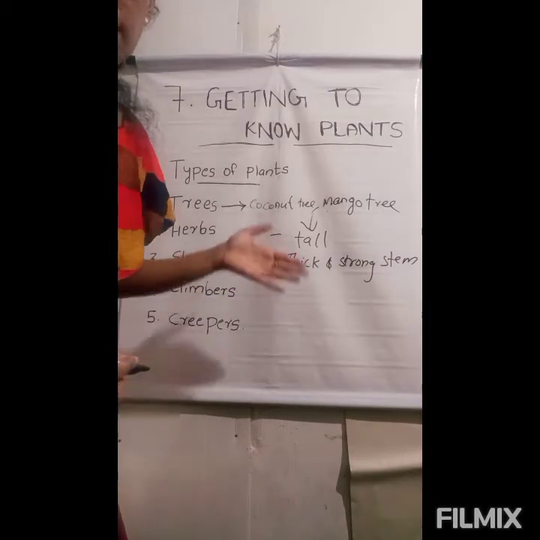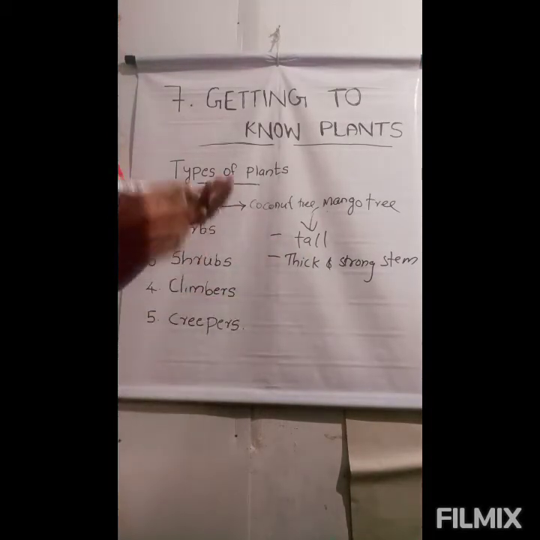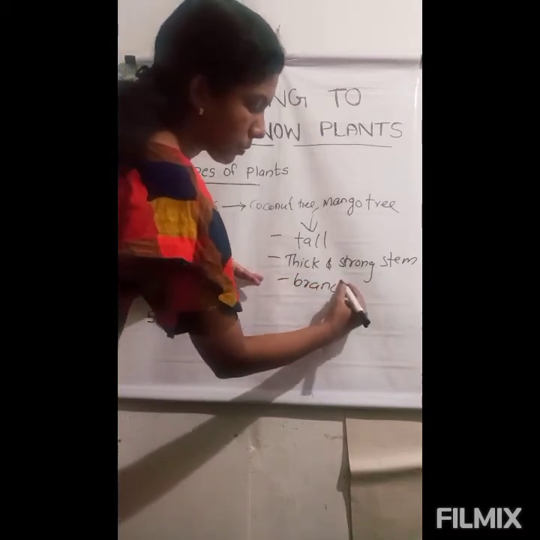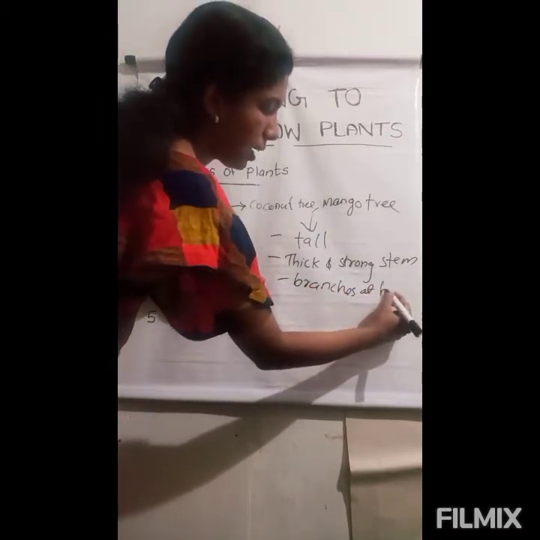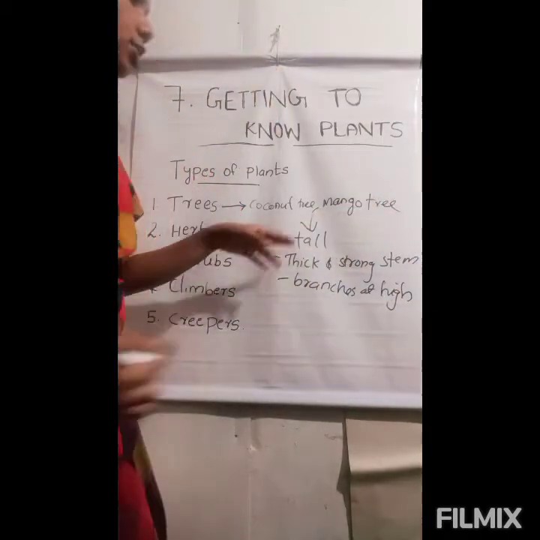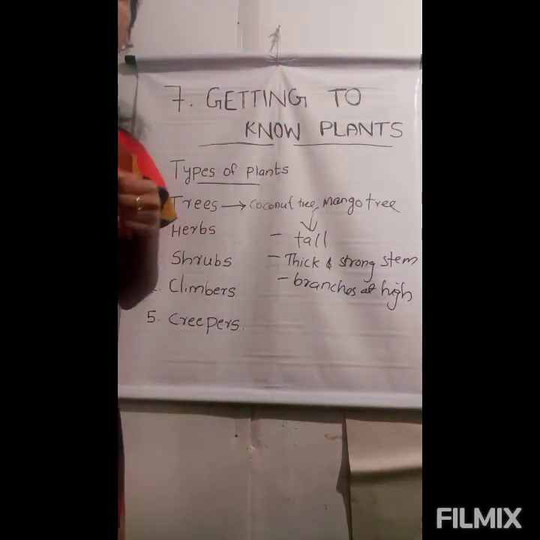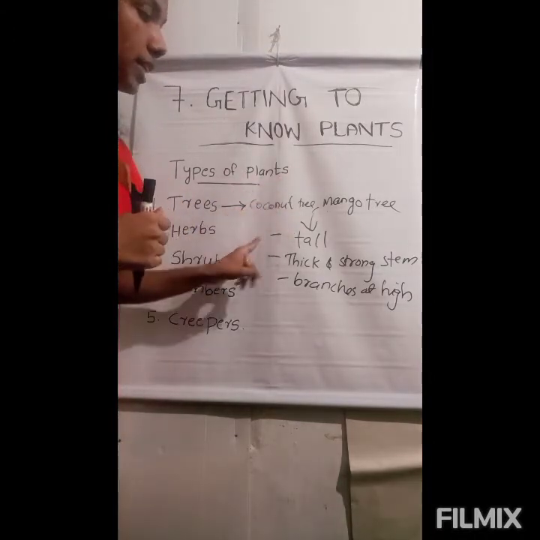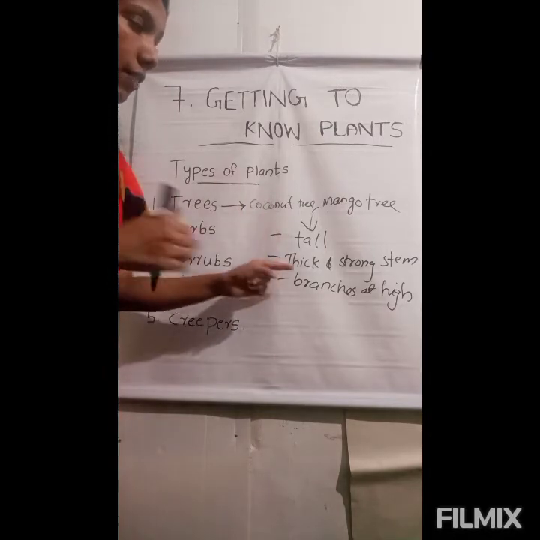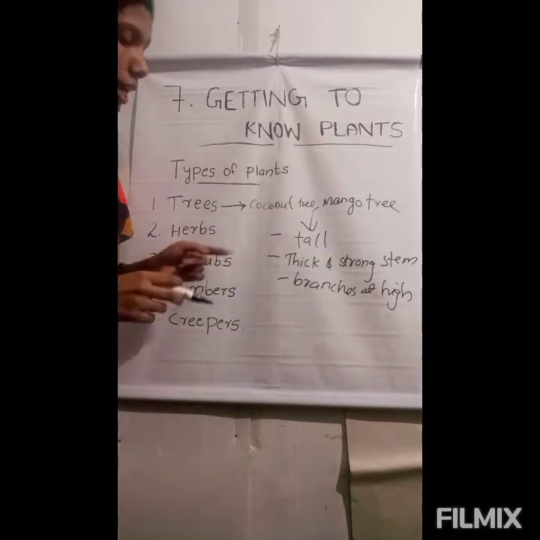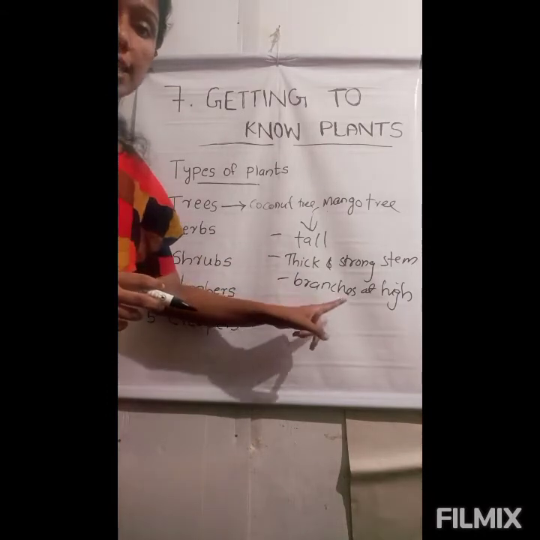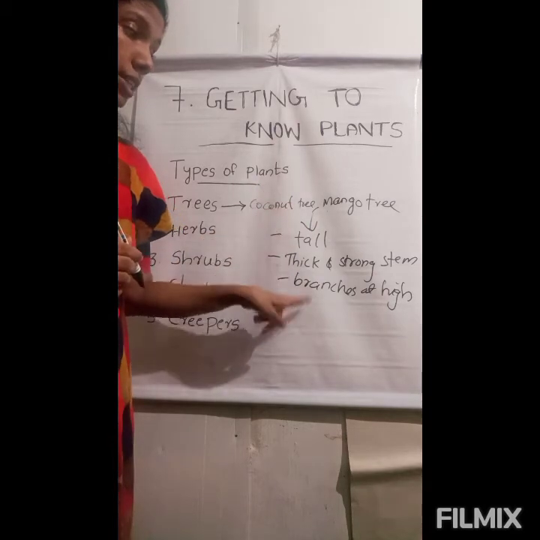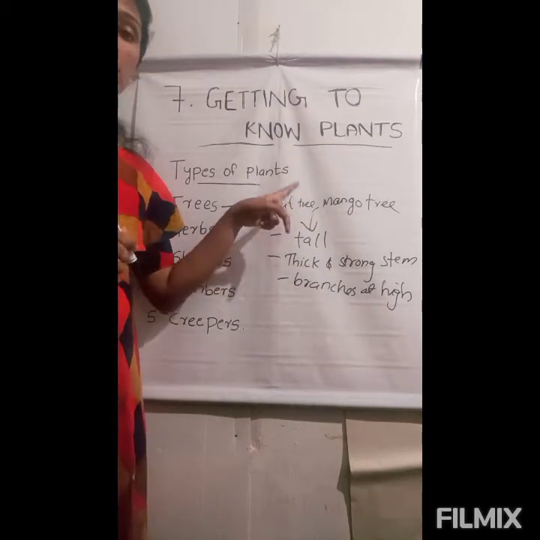Also it has branches at a high position. You have seen that for a mango tree, the branches are very high in the plant. So these are the features of a tree. It will be tall and it will have a thick and strong stem. Then it has branches at a high position. So this is the basic identification of the tree.